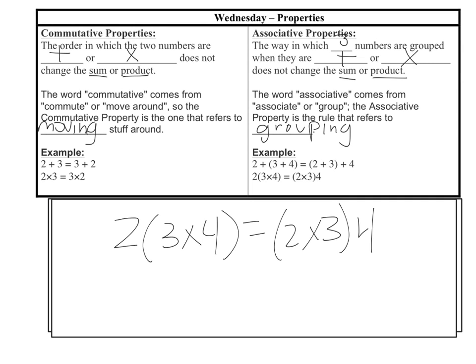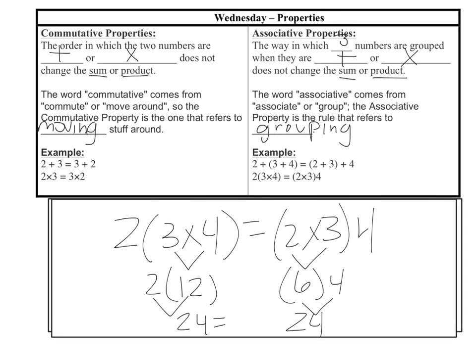All right, so in the parentheses first, 3 times 4 is going to be 12. And then we'll multiply that by 2, and we will get 24. So that should be equal to the other side. 2 times 3 is 6, times 4 is 24. So if they're all multiplication of those three numbers, it doesn't really matter where your grouping is, you're going to get the same product.